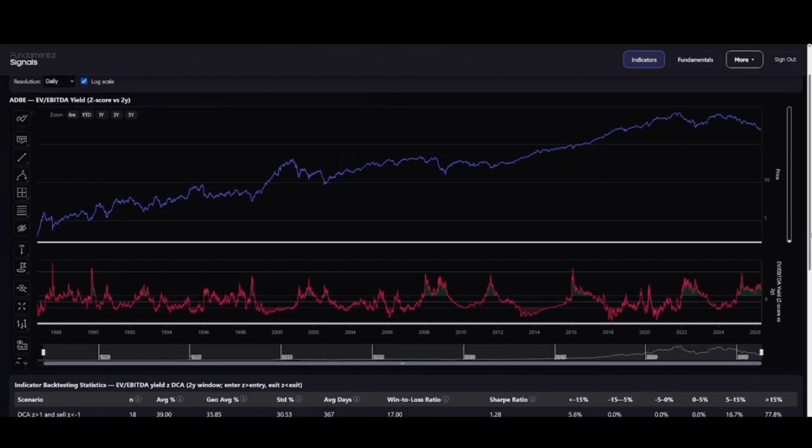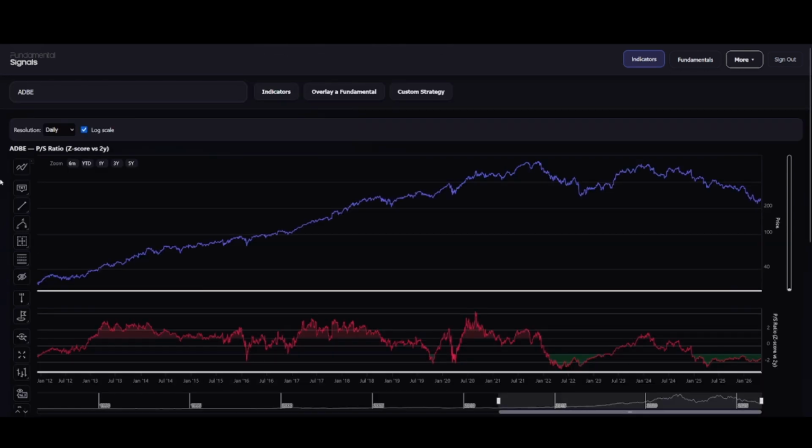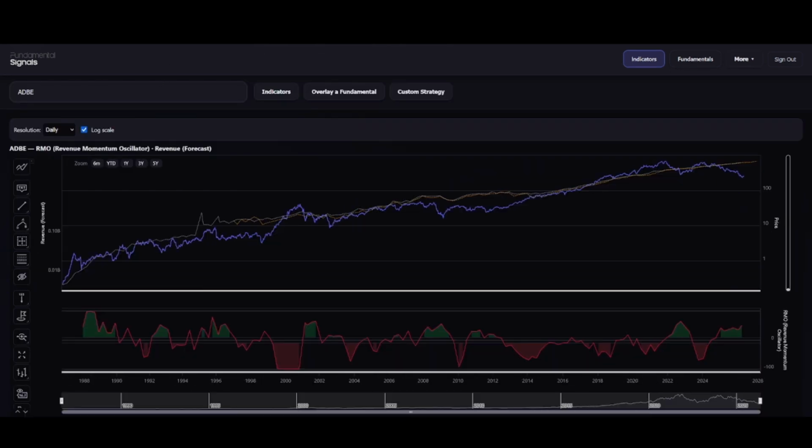This one shows us undervaluation. P/S ratio shows us undervaluation. Next one, I'm going to show you this revenue momentum oscillator that shows the divergence between revenue growth and price growth.